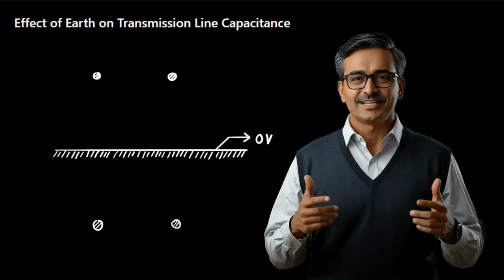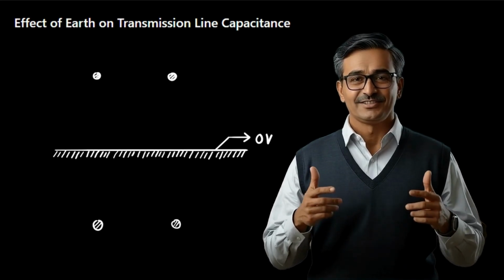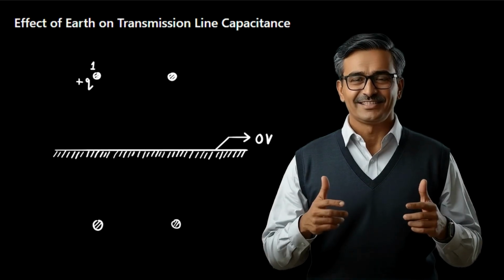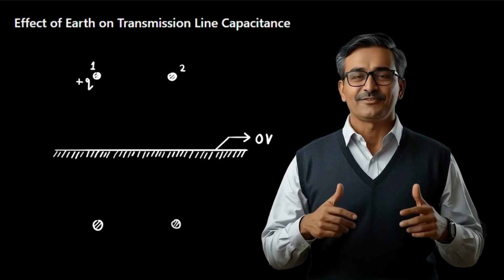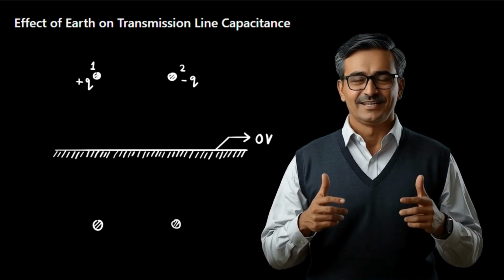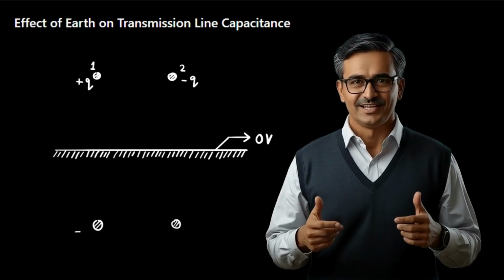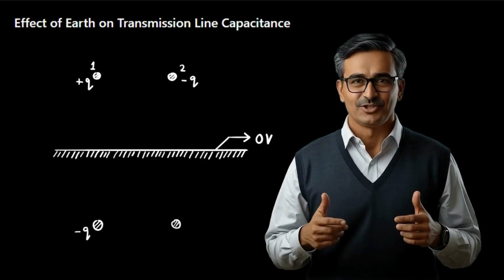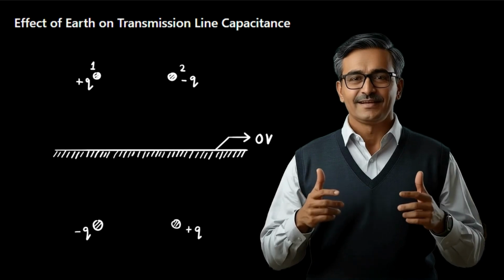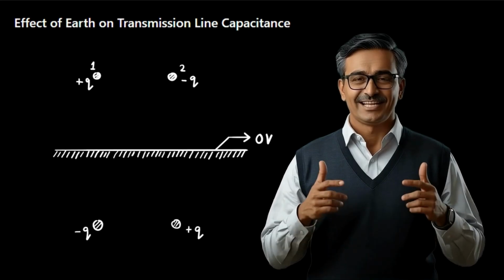Now let's apply this concept to a single-phase transmission line. A single-phase line consists of two conductors. One conductor carries a positive charge. Say, this charge is plus Q. The other carries an equal negative charge. Say, this charge is minus Q. When the earth effect is considered, each conductor has its own image below the ground. The charge of the image conductor of conductor 1 is negative Q, and the charge of the image conductor of conductor 2 is positive Q. So instead of two conductors, we now have four charges affecting the electric field.